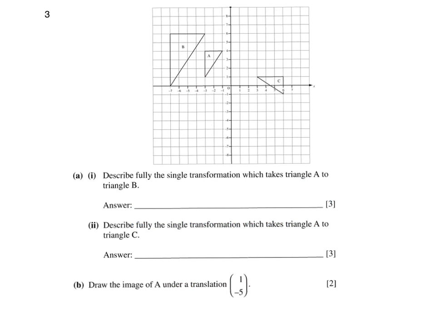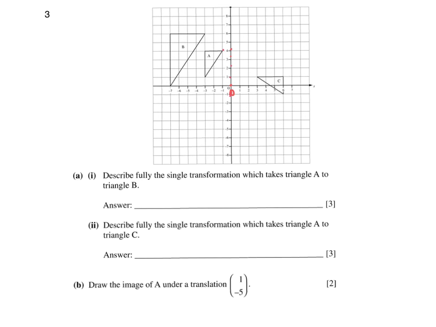And the very final part of this question is to draw an image of shape A under a translation of 1, minus 5. Remembering that the top number tells us how many squares to the right or left, and the bottom number tells us up or down. A positive 1 on the top means that we're going to go 1 square to the right. So beginning here, we go 1 to the right. Negative 5 means we then go 5 down.